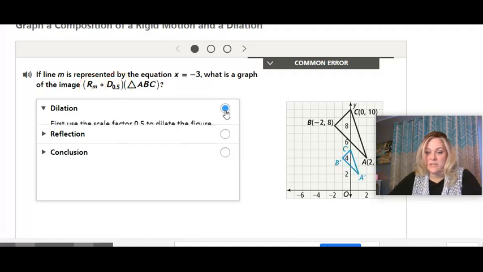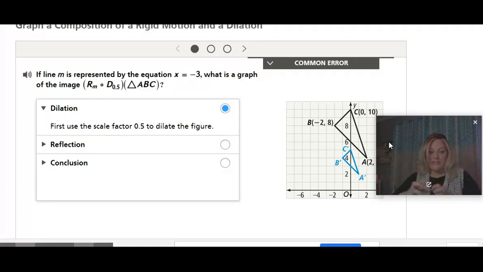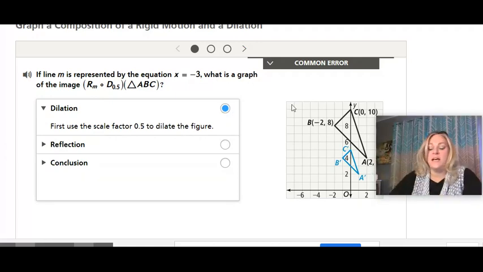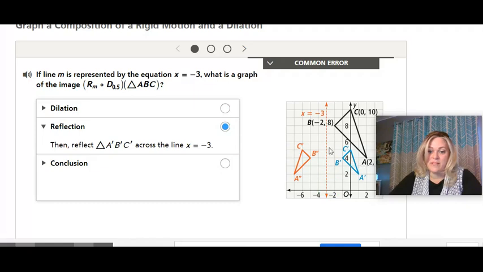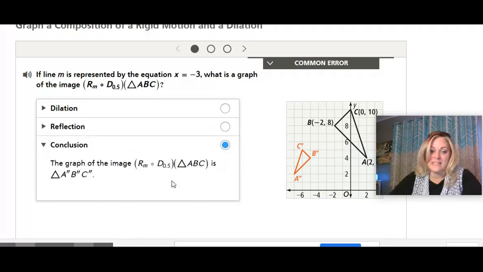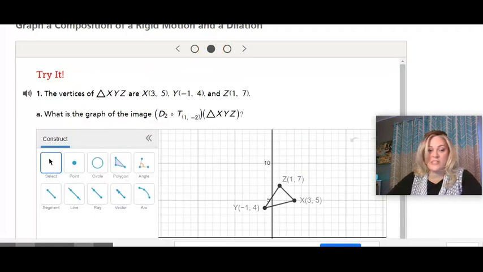So dilation, this is what it should look like. It is shrinking to half the size, so it's reduced in size. And then we're going to reflect across that line, x equals -3. And so it reflected. And your conclusion is that the composition is this. The end result is this one. And so basically it gets rid of all the steps in between and just shows you the end result. That is a composition of transformations.